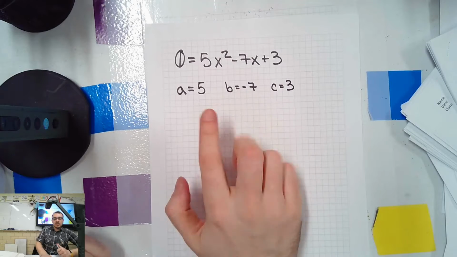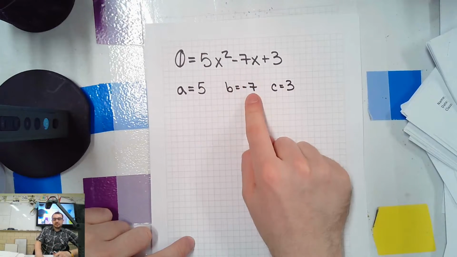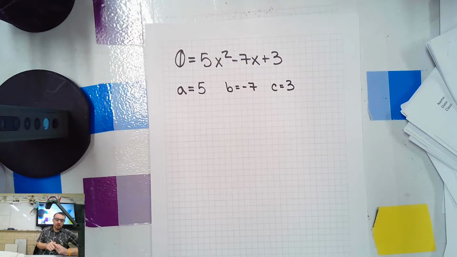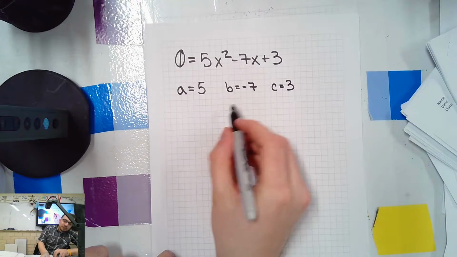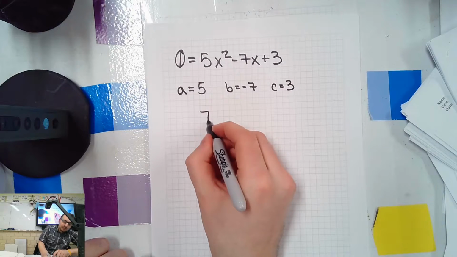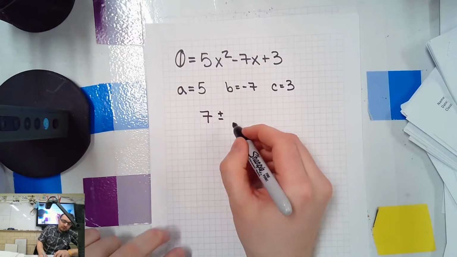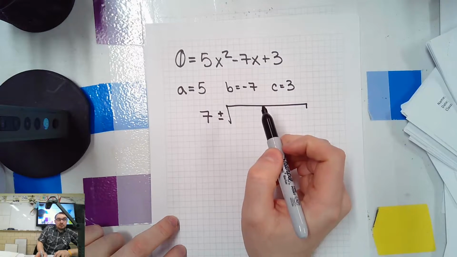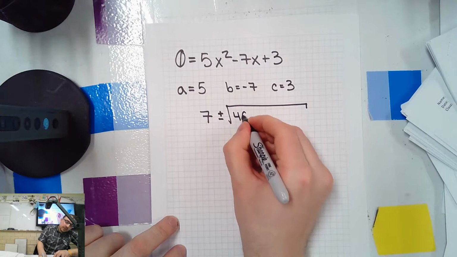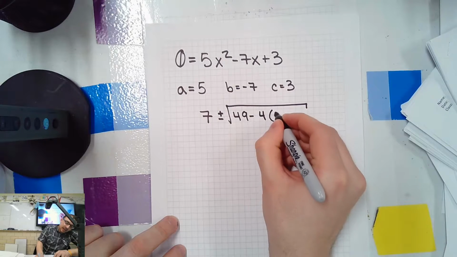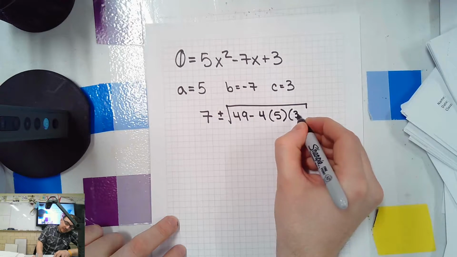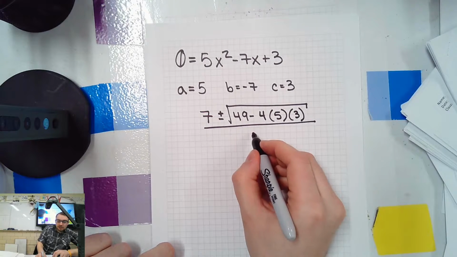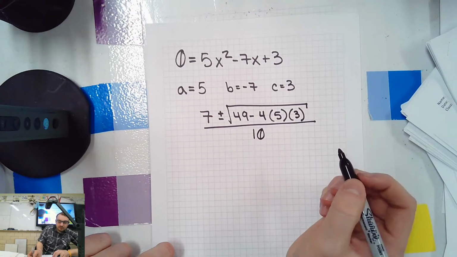So, A, B, C. B is -7, C was 3 and A was 5. So, quadratic formula, what is it? Opposite of B, what's the opposite of B? 7. And then we do plus or minus what? 49, 49 positive, right? Minus 4 times A times C, all over 2A, which is 10.